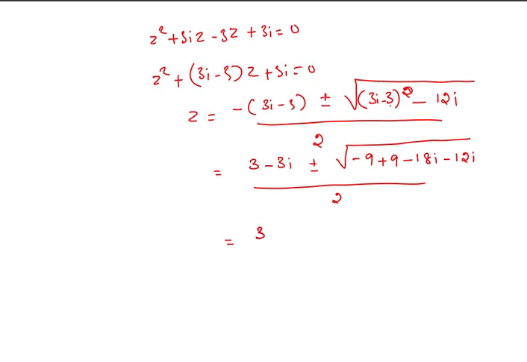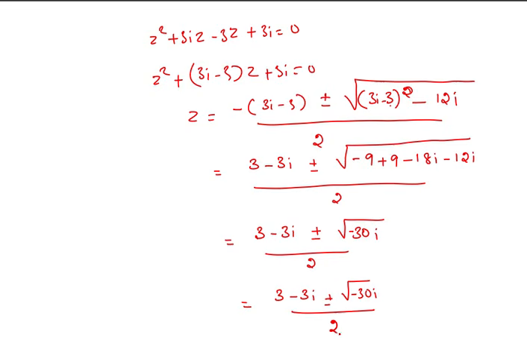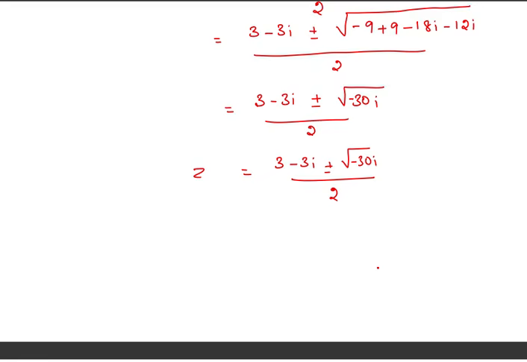So 3 minus 3i plus or minus square root of minus 30i will come, divided by 2. This is my Ez. So now you can find the square root of minus 30i. You can easily get the result.